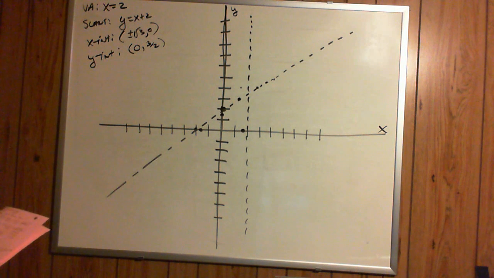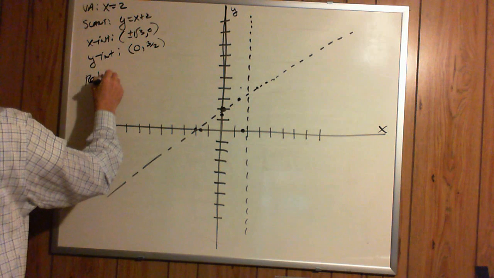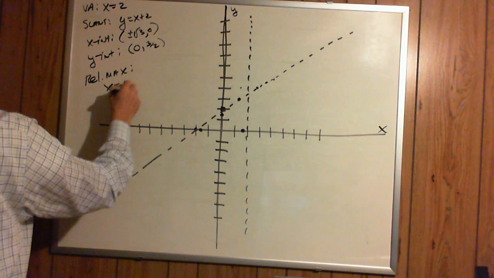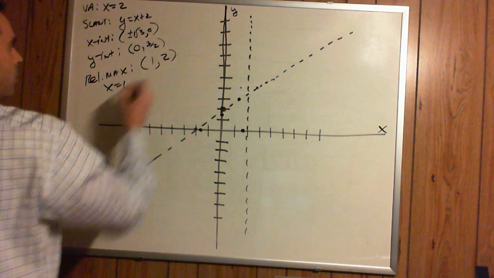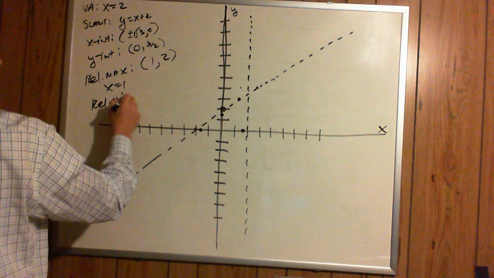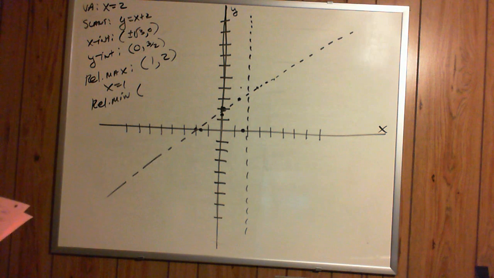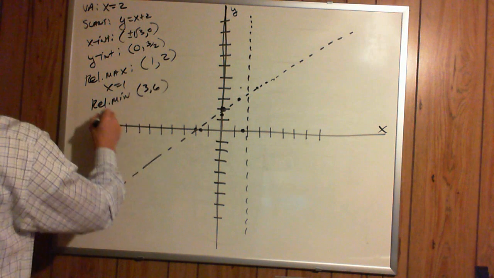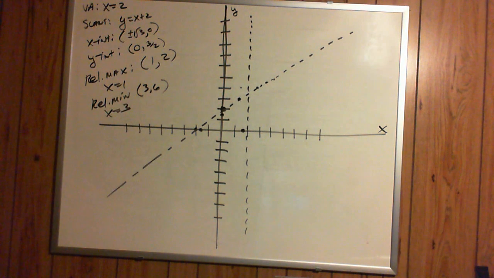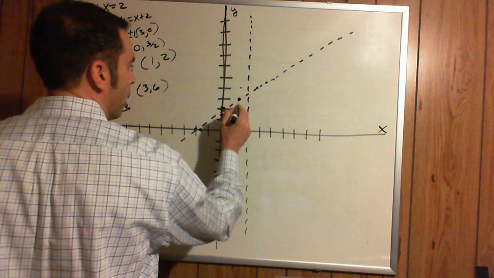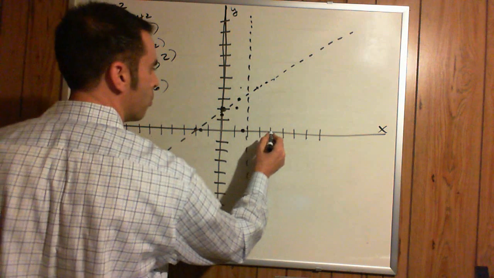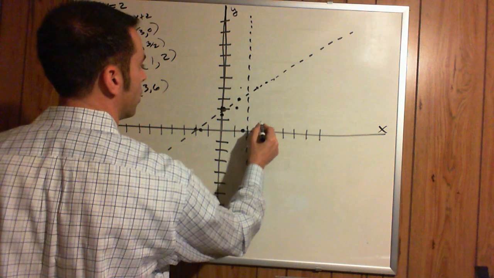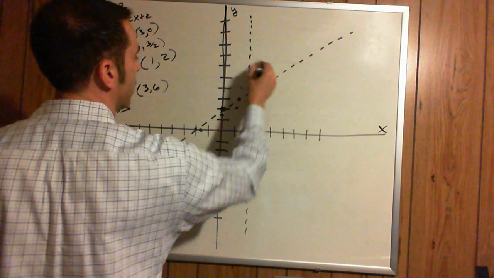And now we've got the turning points. We had a relative max at x equals 1. You have to substitute that back into the function to get the y value, and that came out to be 2. And we had a relative min at the point 3, 6. So again, at x equals 3 is a relative min. Substituting it back into the function, we get y is 6. So then over 1, up 2 is the relative max, and over 3, up 6. 1, 2, 3, 4, 5, 6 is right here.